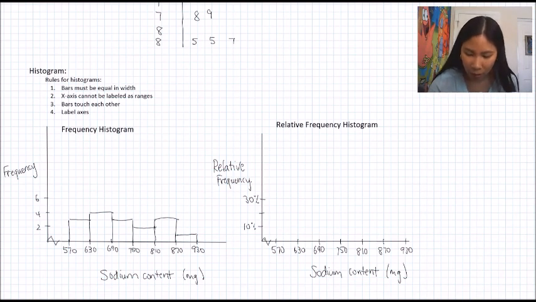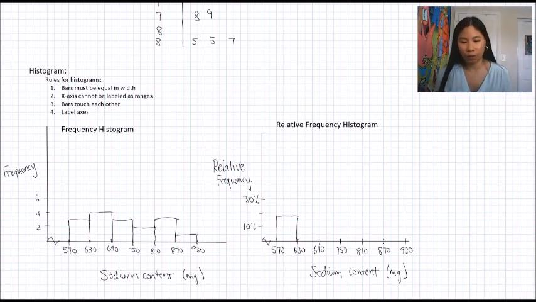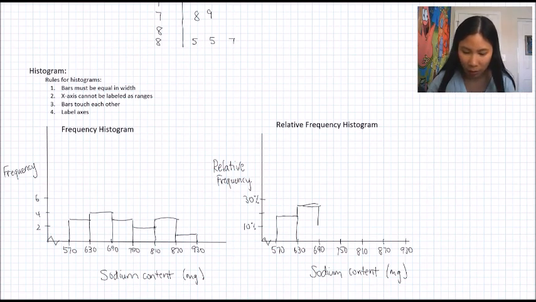So that means 18.75 is almost 20%. So I'm just going to draw a line right here. Okay, and then we would continue doing this for the rest of our bars. So the next one we had a frequency of 4. 4 divided by 16 is a fourth, so 25%, which would end up being right here, and then you would continue for the rest of your bars.